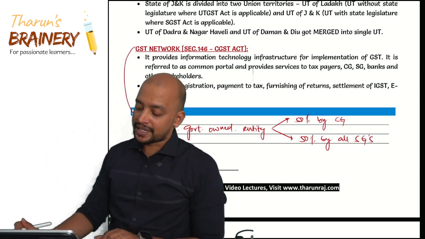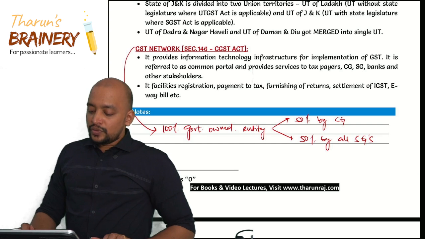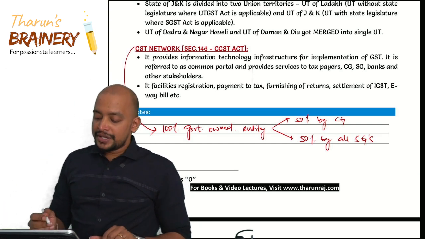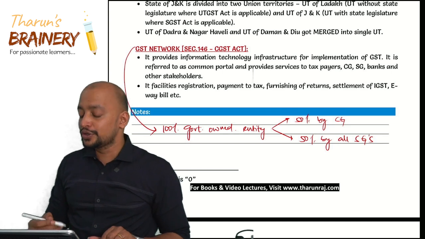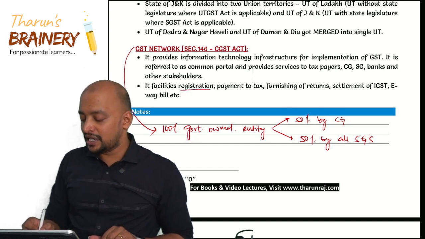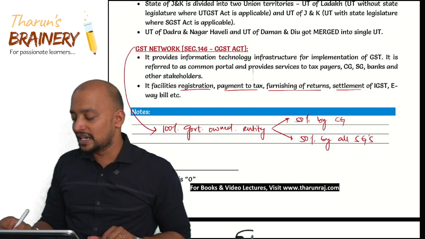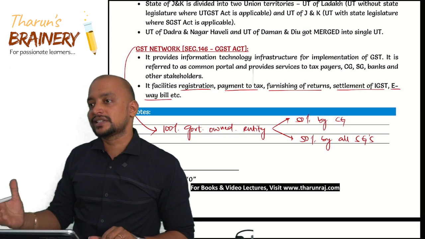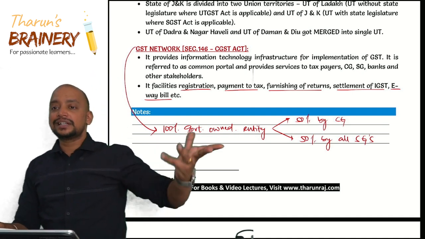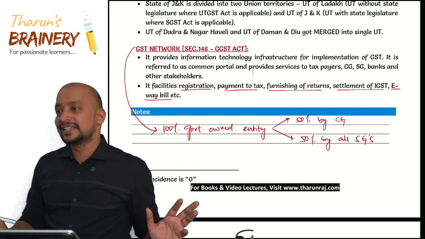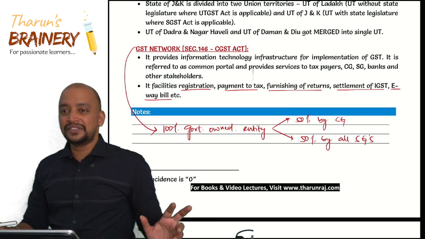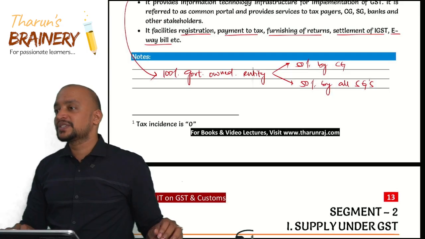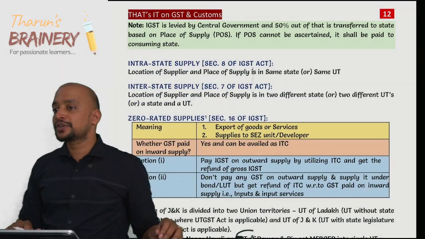And what are the various functions of this GST Network? Suppose you want to do registration, payment of tax, furnishing of returns, settlement of IGST or e-way bill, all these things will be through the GST Network. So this may be tested as a short note question. Already this has been asked once, but again they may not ask this, just for your information. So these are the basic aspects that we have with respect to GST.